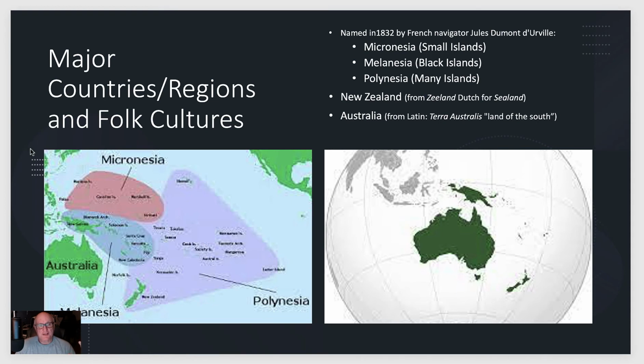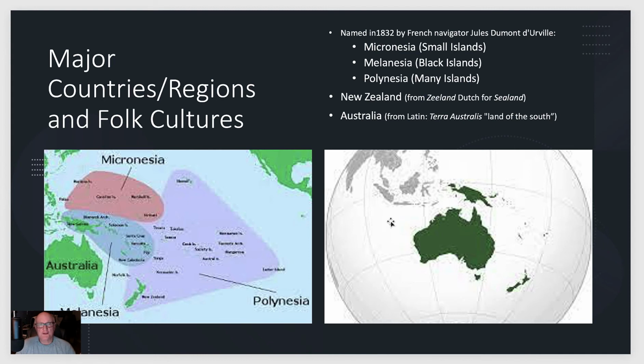But what's interesting is that they have the darkest skin of any groups except the Australian Aboriginals, and that's because of their common origin. Then Polynesia, which means many islands, and that's this large area in the triangle. The triangle is actually Easter Island, Hawaii, and New Zealand. And New Zealand comes from the word Zeeland in Dutch for sea land, which is rather interesting. And then Australia comes from the Latin term terra australis, meaning land of the south.